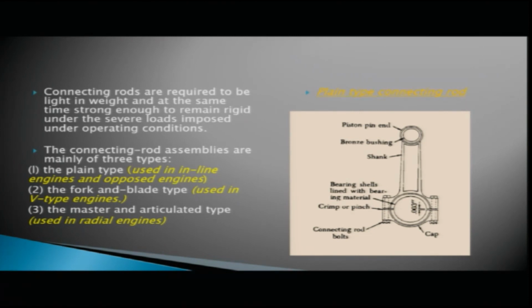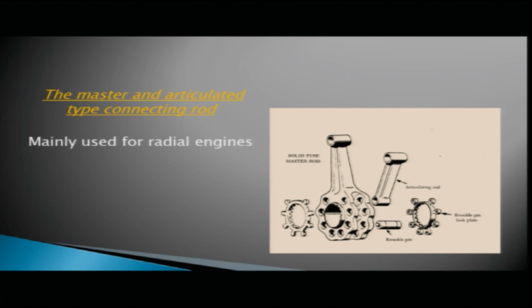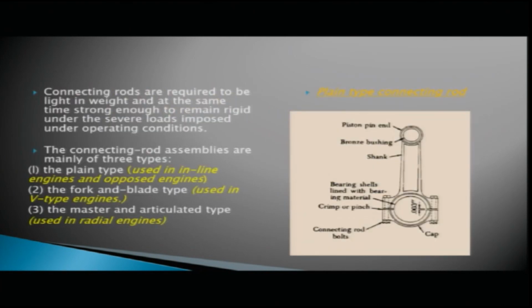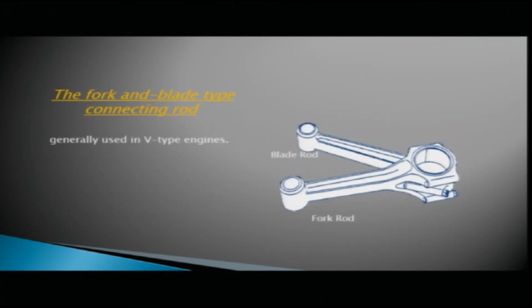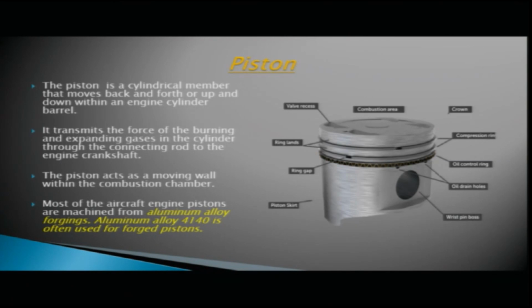In this diagram you can see the plain type connecting rod. This diagram shows the fork and blade type connecting rod, which is mainly used on V-type engines, and this is your master and articulated type connecting rod, which is mainly used for radial engines. So generally we have three types of connecting rods: plain type, fork and blade type, as well as the master and articulated type. Now, coming to piston.